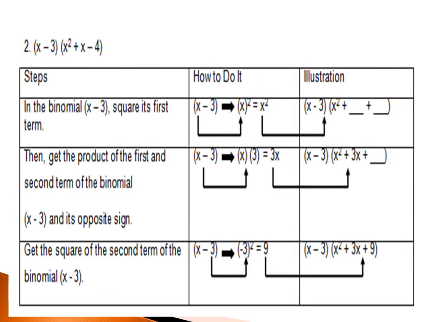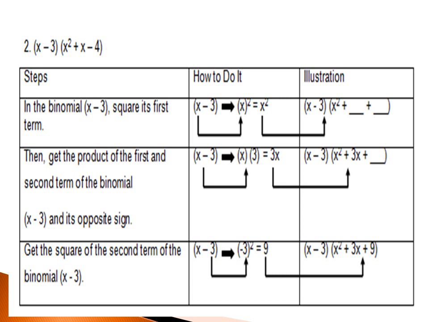We have, for example, the quantity of x minus 3 times the quantity of x squared plus x minus 4. In the binomial x minus 3, the first term is x, so we are going to square it. So that is x squared.